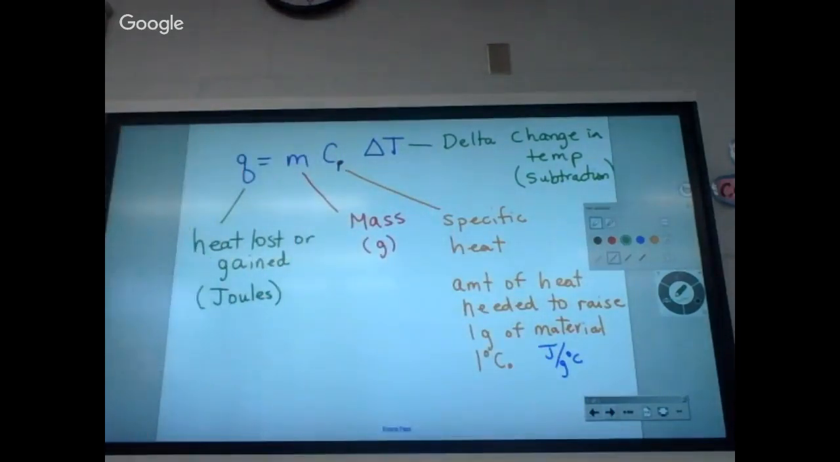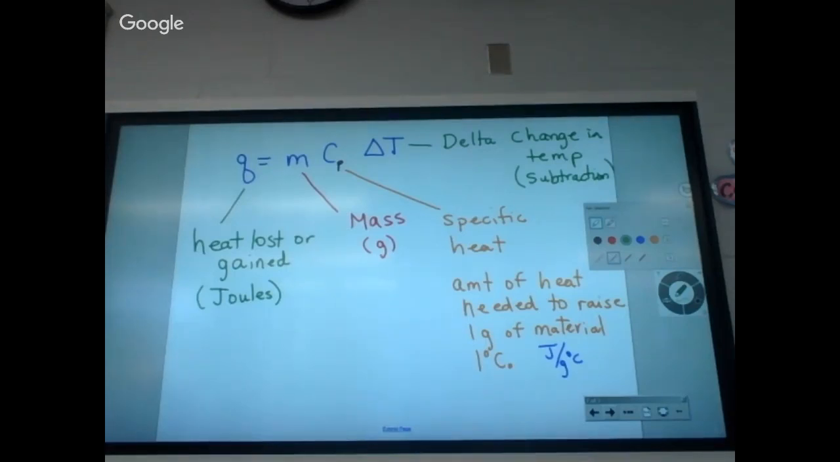Now, every now and then, the problem will say the temperature increased by blah, blah, and you won't need to subtract. But most of the time, it will give you a temperature of such and such, and it went up to such and such. So when you have two temperatures, you're going to need to subtract them. Or it might say it started at this temperature and it went down to this temperature, and you're going to need to subtract them.